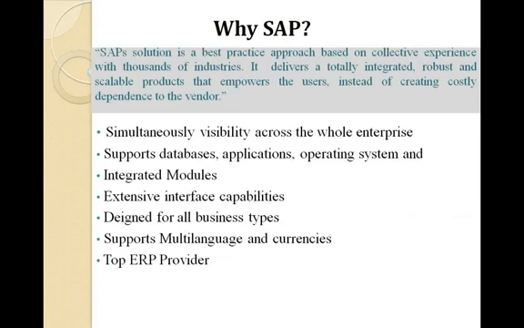Now what is the first feature SAP is giving? Simultaneous visibility across the whole enterprise. Now what do you mean by it? As I told you, in the typical business process, how the company is working, a common data will be shared by each and every department. That is what simultaneous visibility across the whole enterprise means.